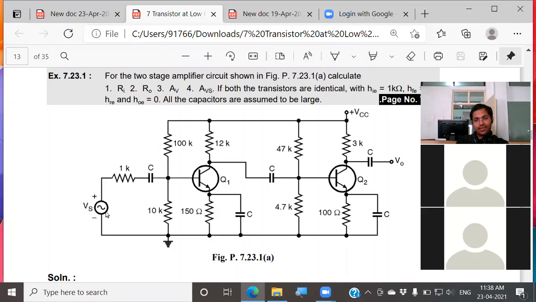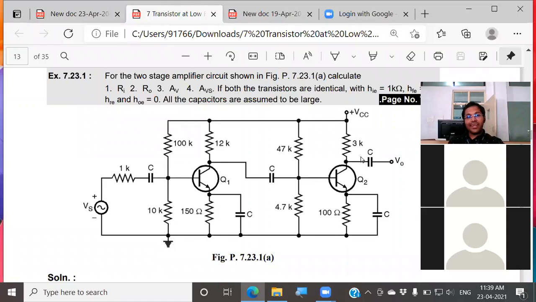It has two transistors. Yes, very good. This is one amplifier stage, and this is another amplifier stage, so two stages. Then how are the two stages connected? They are connected via R and C. Hence, this circuit is called a two-stage RC coupled amplifier.